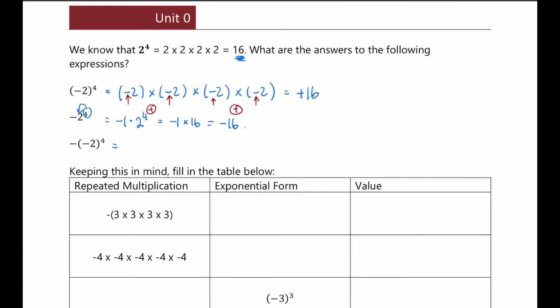All right, so this one looks a little bit more tricky. This exponent 4 is referring to the base of negative 2. We already solved it as the first example here, so we can reuse it. Let's rewrite that. Because there's a negative here, negative 1 times, we're going to use that from here, so we have positive 16, which equals negative 16.